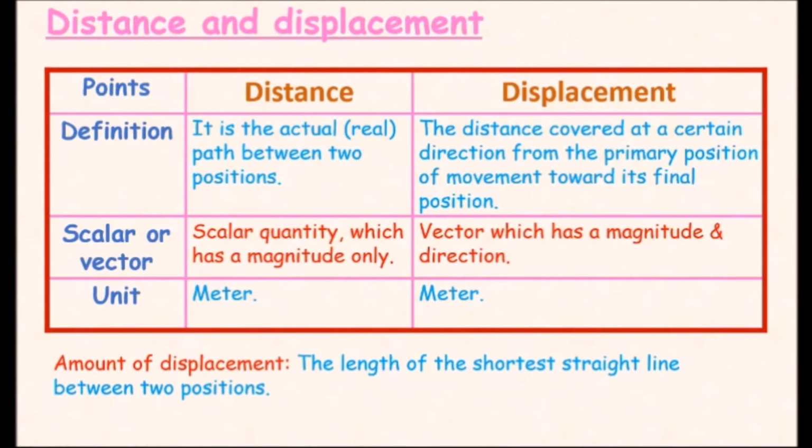We have an important definition. We have to differentiate between displacement and amount of displacement. What is meant by amount of displacement is the value or the length of the shortest straight line between two positions.